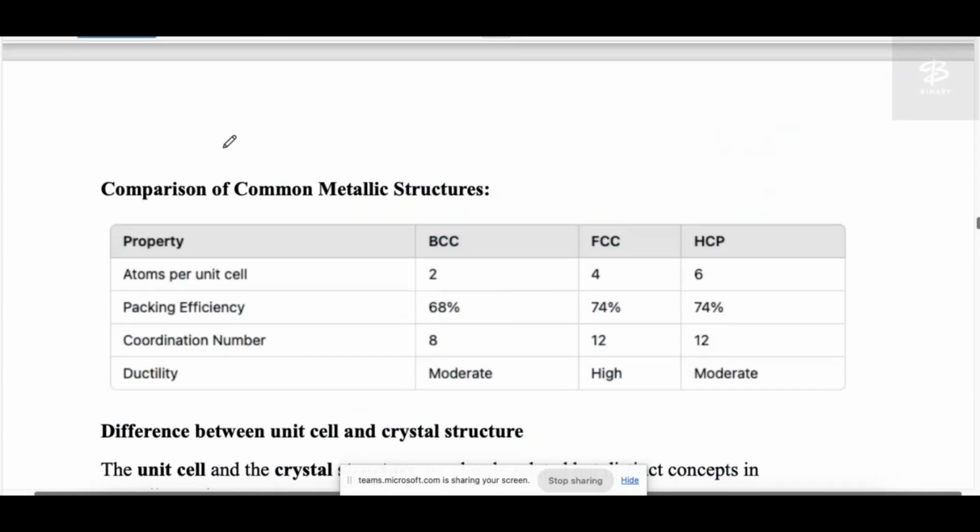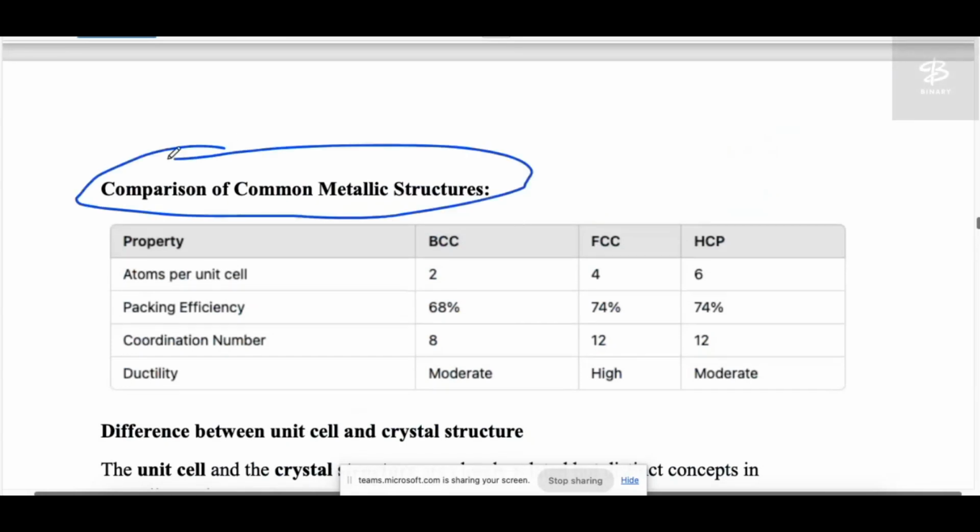We compare to the metallic structures. Okay, so there are three: the first one is BCC, body centered, FCC, face centered, and hexagonal close packed. Okay, so the number of atoms present, as you can see, here is 2, here is 4, and here I have not defined, but it is 6.